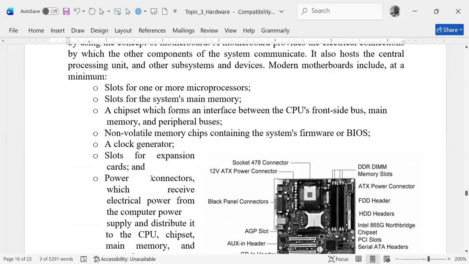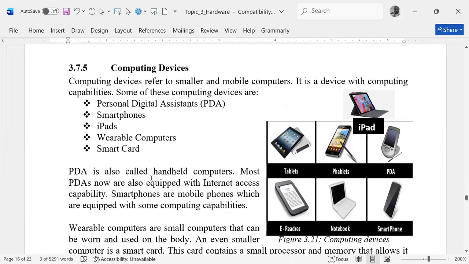Then the next one is computing device. In the computer world, the least powerful is the computing device. These are devices with inbuilt computing capability. So any device with inbuilt computing capability is classified as a computing device. They are small in size. Examples: smartphone, wearable computers, smart card, those you can see. And these are examples of computing devices. So our phones are part of computers, but classified as computing devices, less powerful in the computer world.